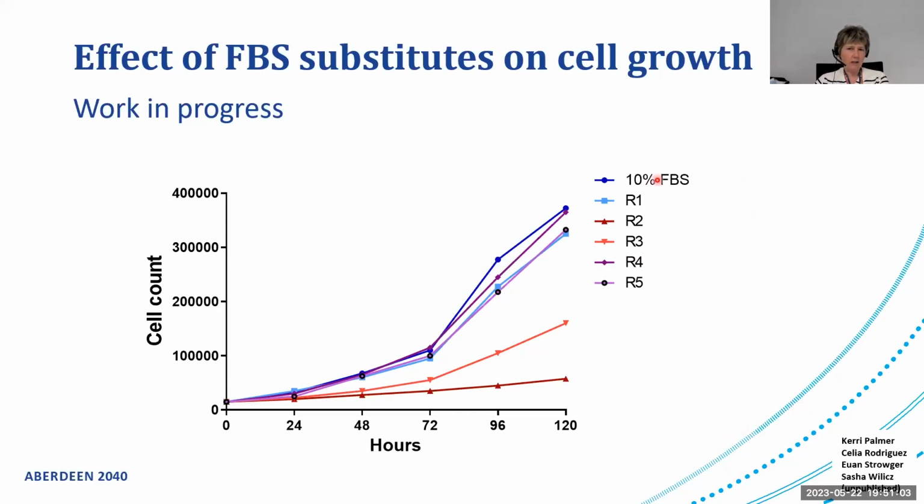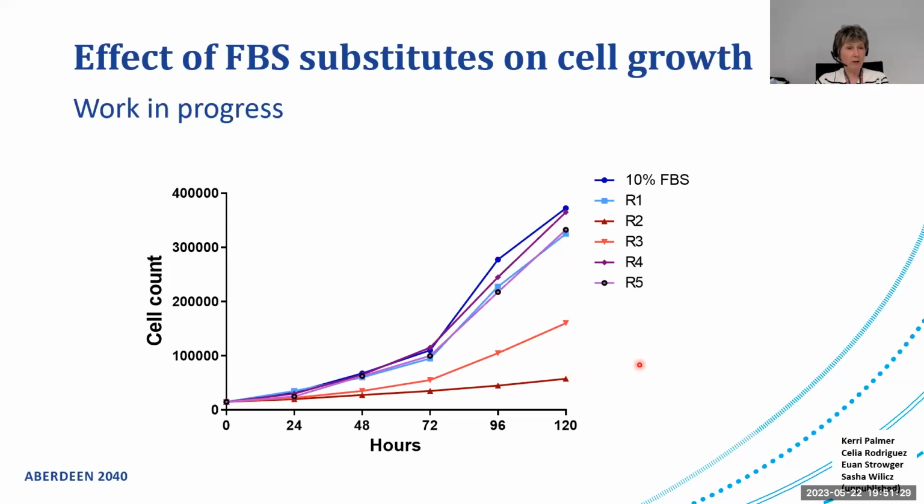And as you can see, this is our, if you like, gold standard, 10% fetal bovine serum, and the cells grow very nicely. You see this typical sigmoid shaped curve. And some of the fetal bovine serum replacements do support growth to a similar extent to the FBS, some a little bit less so, but some don't support the growth at all.